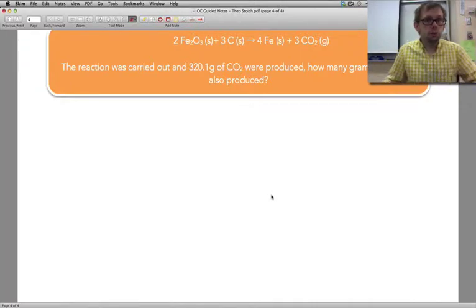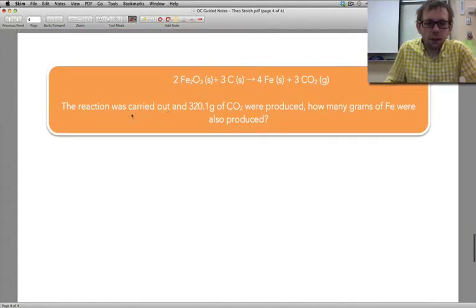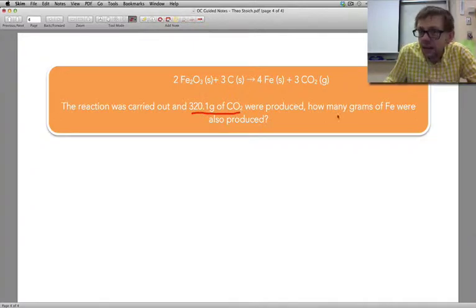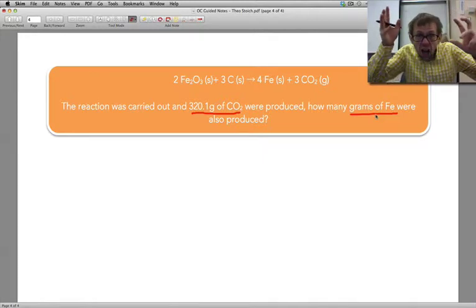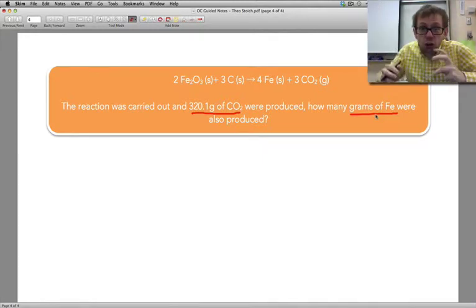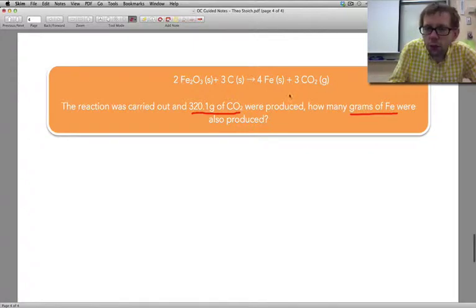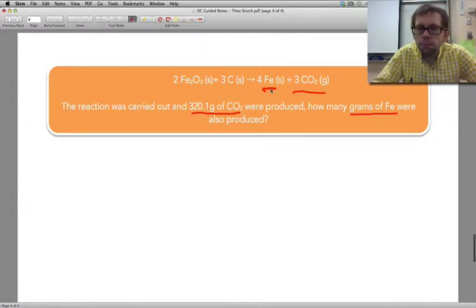All right, you're back. Okay, if you're back, you're ready. If you didn't pause, you're not helping yourself. You got to try it, okay? All right. So the reaction is carried out, and they made that many grams of carbon dioxide, and how many grams of iron were also produced? Oh, this is like CSI. We're trying to figure it out, okay? So anyway, it's still just a story. We want to go from that to that. That's not a problem. Okay.